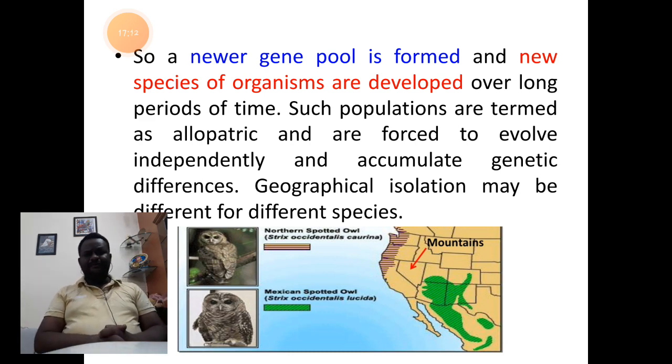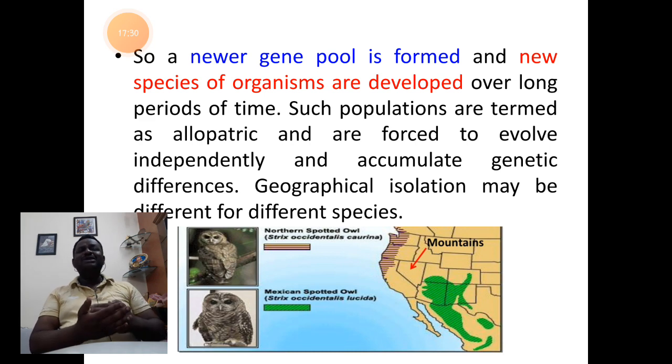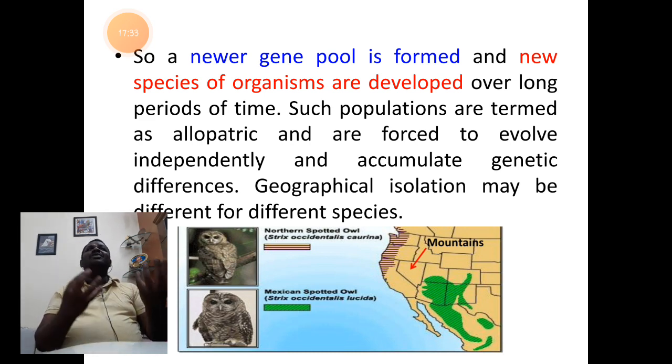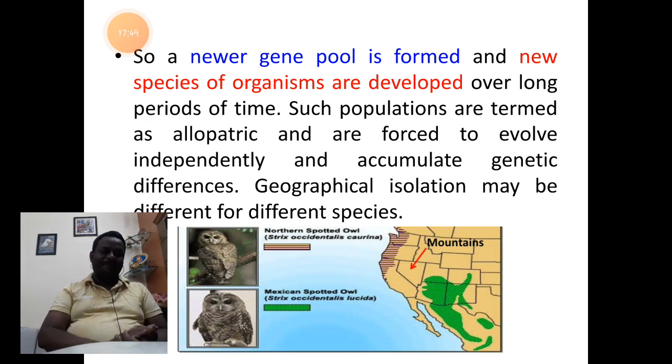Such species which are newly formed due to the geographical barriers are called allopatric speciation. It is formed due to the geographical barriers. So the kind of species that are formed from the original population by means of the geographical barriers, we call them allopatric speciation. Okay, and the species are called allopatric species.